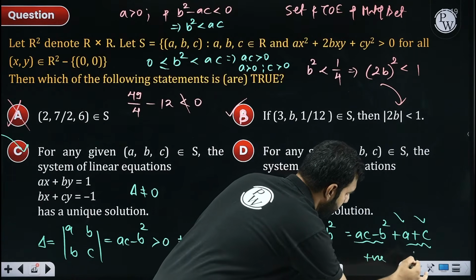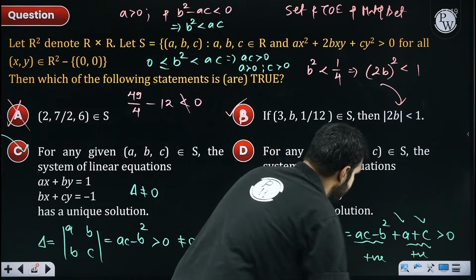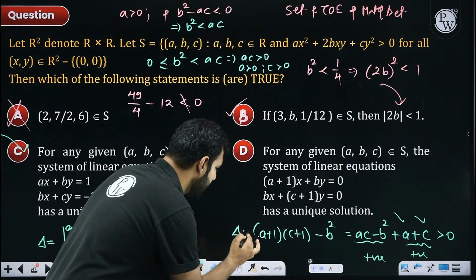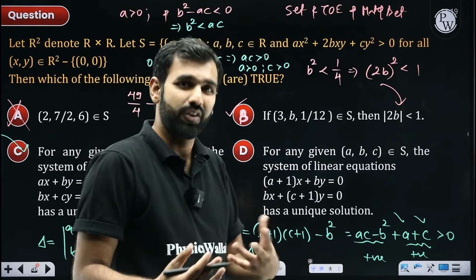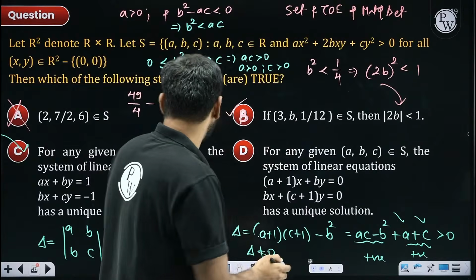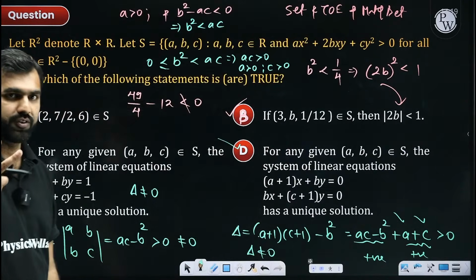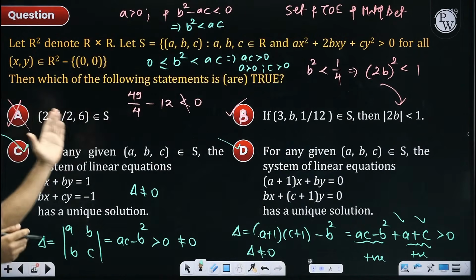So positive plus positive is something positive. That means this delta here is also not 0. So if this delta here is something positive, which is not 0, which means this also has a unique solution. So 3 options are correct: option B, C, and D.